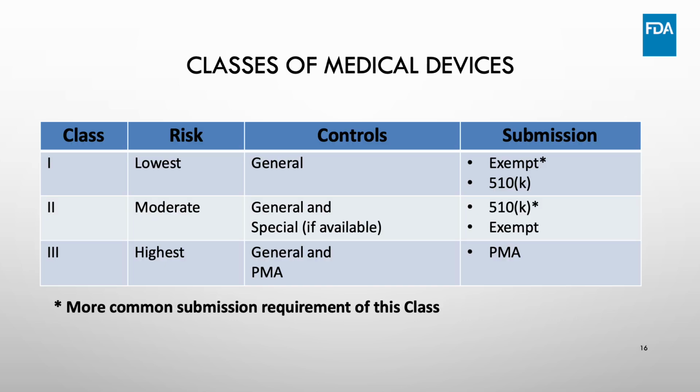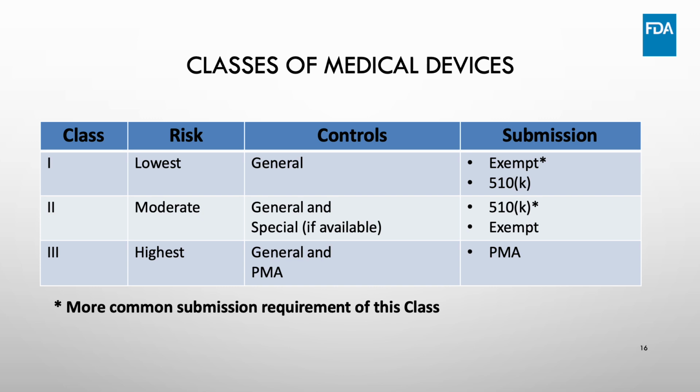This table describes the key characteristics of each class of medical devices. Moving from left to right, we describe each class according to the general list of devices, controls necessary, and submissions required. As the risk of the device increases, so does the regulatory control to ensure its safety and effectiveness. Controls may be general, special, and PMA.